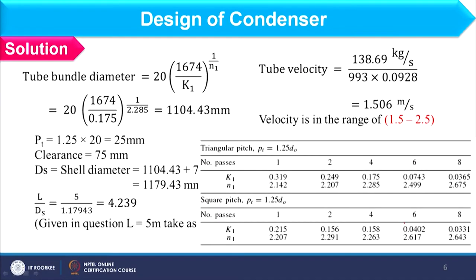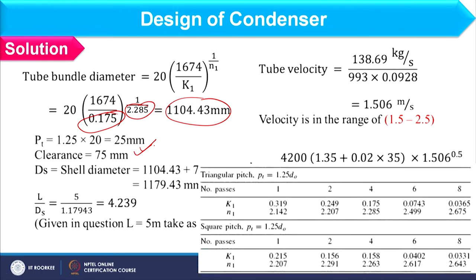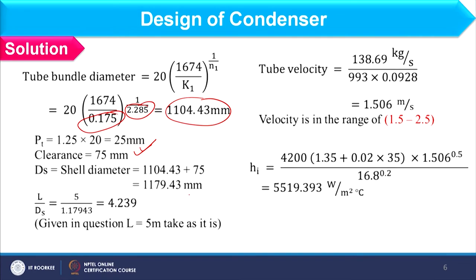So let's start. So let's revise the bundle dia. Okay, now considering 1-4 pass, you can find out K1 and N1 value according to triangular pitch, and for 1-4 pass you have values as 0.175 like this, as well as 2.285 like this, right? So considering K1 and N1 value, you can find out tube bundle diameter as this, and further you have to see the clearance for a split ring exchanger, and then you can find out shell diameter as 1179.43. Okay, and considering this shell diameter, you can find out L/D ratio, it will be less than previous value, and it is again not in the optimum range. Okay, but for now we are considering this as it is.